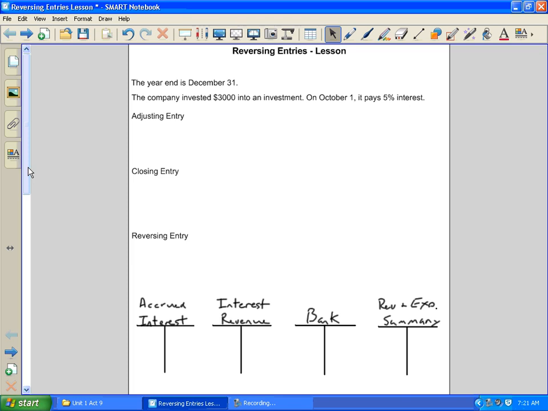So look, reversing entries have to be done to accruals. Now accruals happen at the end of the fiscal year as a part of the adjusting entries. And we're going to walk through two kinds of accruals that we've seen in the past, an expense accrual and a revenue accrual.